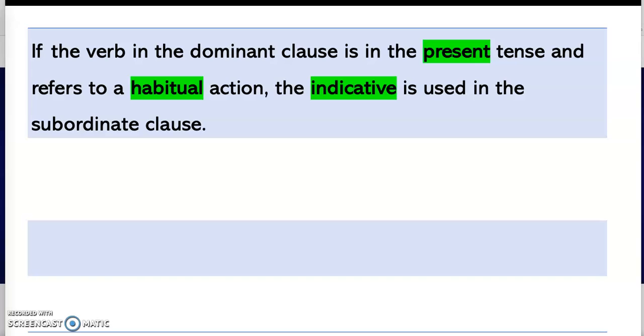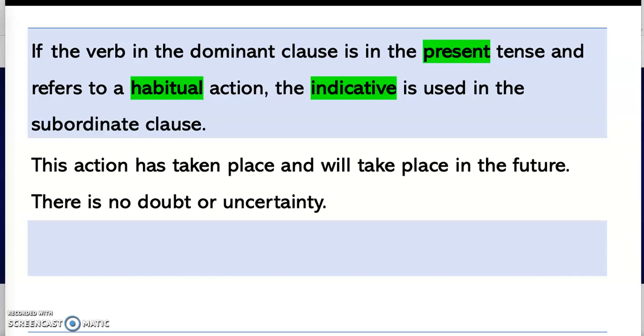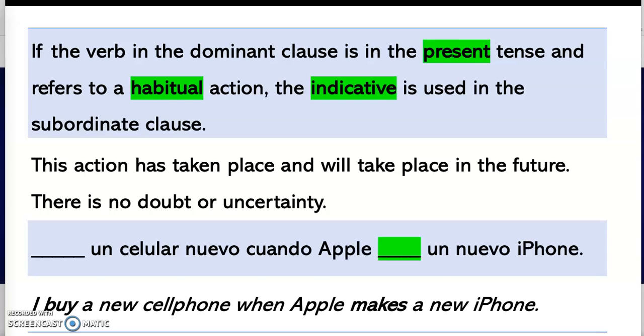Now let's look at a verb in the present tense. If the verb in the dominant clause is in the present tense, but it refers to a habitual action, the indicative is used in the subordinate clause. And again, it makes sense. The action has taken place in the past, and it will take place in the future. Think about Marco, our hard worker. There is no doubt or uncertainty.